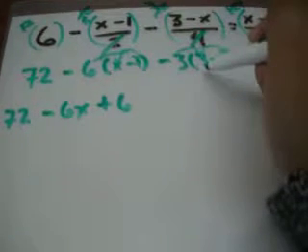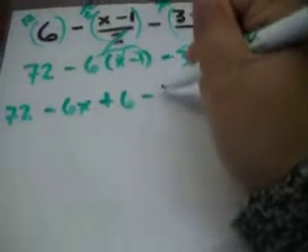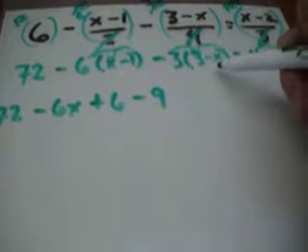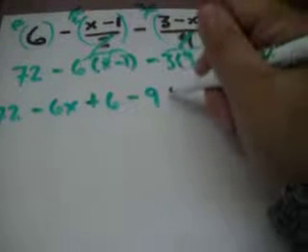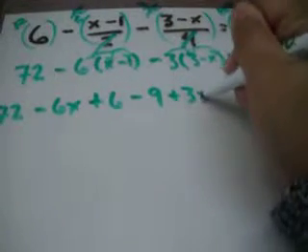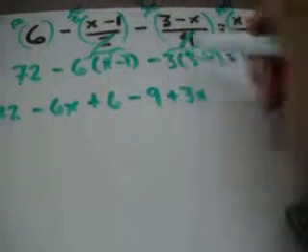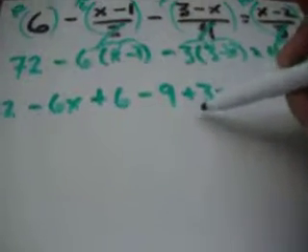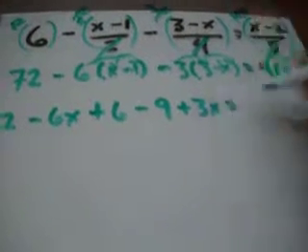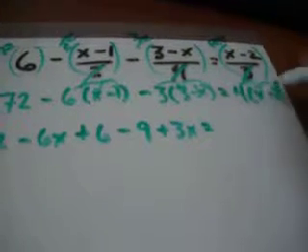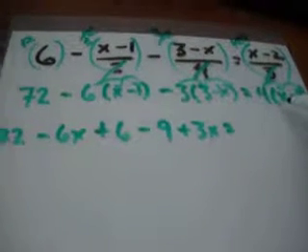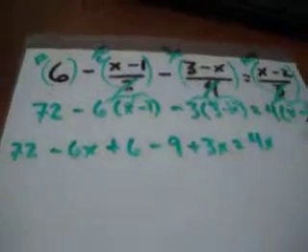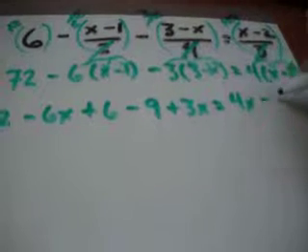Negative 3 times positive 3, that's negative 9. Negative 3 times negative x, well, that's positive 3x, because technically there's a 1 here. 3 times 1 is 3, but a negative times a negative is a positive, so that's why it's positive x. Equal sign. Now I have to open up over here. 4 times x, well, that's just 4x. 4 times negative 2, that's negative 8.